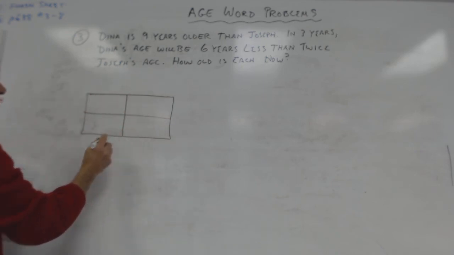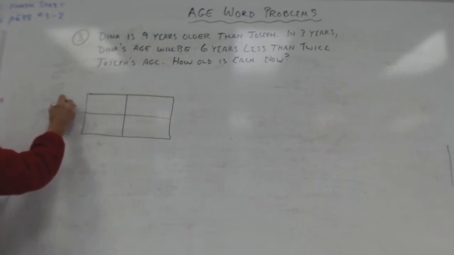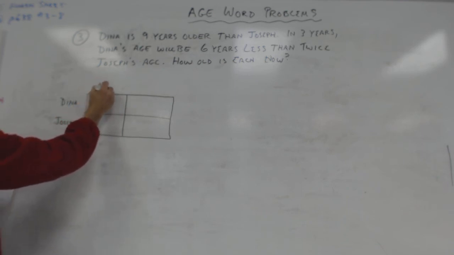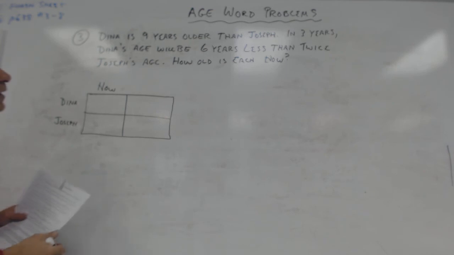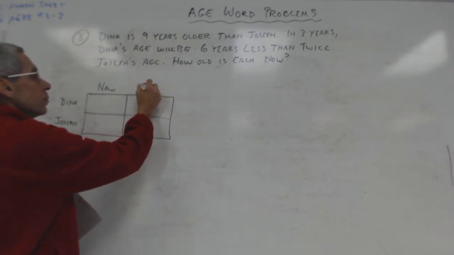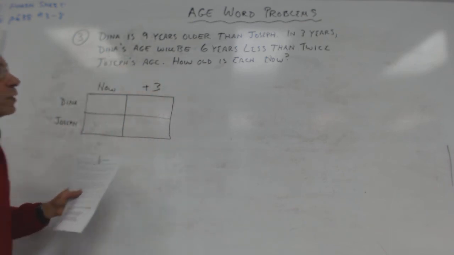Hopefully by now you're starting to see the beauty of the box. It really does help organize information, and it tells you kind of where to begin, right? So immediately I have Dina, and I have Joseph. And I have now, and I have in 3 years. What would I put for in 3 years as my column heading? +3, beautiful.